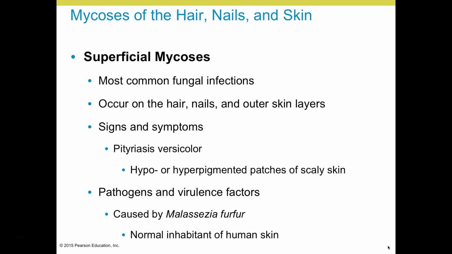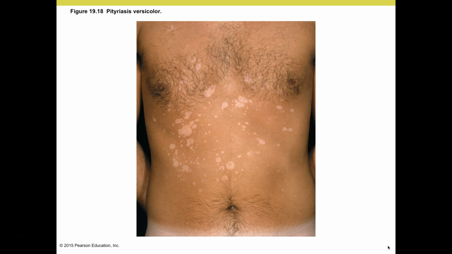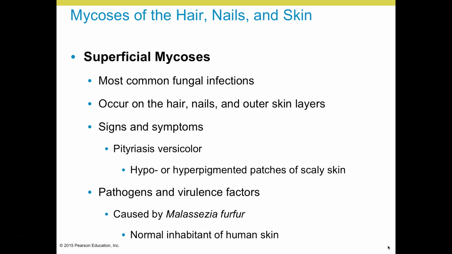Okay, let's start with the superficial mycoses. These are the most common, when you get fungus on your hair, nails, and outer skin. One of them is pityriasis versicolor. As you can see, the skin has all these patches of different colors. That's why they call it pityriasis versicolor. This is caused by Malassezia furfur. It is a normal inhabitant of human skin, but it becomes opportunistic.